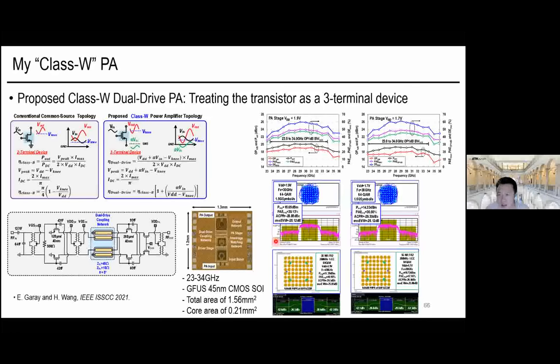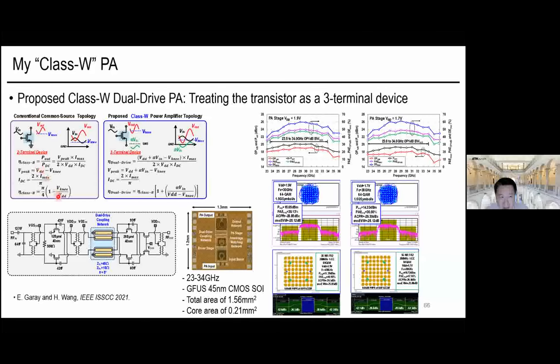If we look at all the classic PA theory and all the classic PA designs, they are using the transistor as a two terminal device. For example, we drive them at the gate and ground the source, and we look at the output from the drain, right? That's it. This two-terminal assumption is essentially the basis for almost all the classic PA analysis in the PA design books, based on which we can define all the PA classes and waveforms like class A, class B, class AB, which then set all the limitations of the PA efficiency.